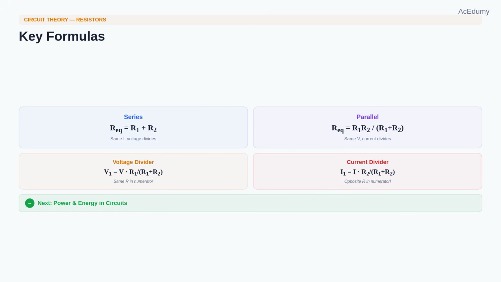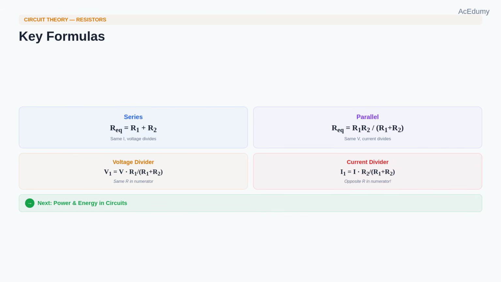Let's recap. For series resistors, R equivalent is the sum, R1 plus R2. Current is the same, voltage divides proportionally. For parallel resistors, use product over sum, R1 R2 over R1 plus R2. Voltage is the same, current divides inversely.